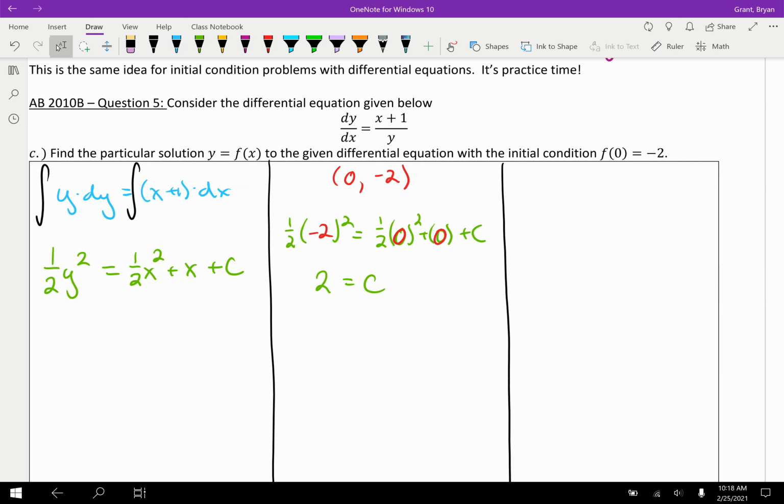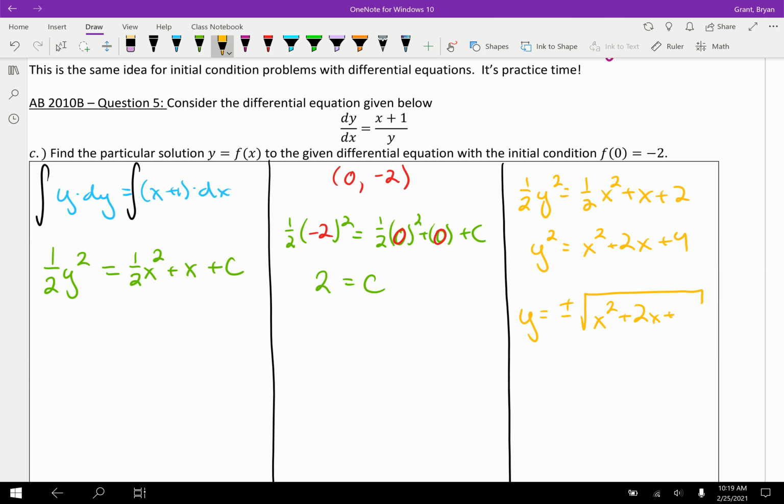Crushing it so far. So our last part, we have 1/2 y squared equals 1/2 x squared plus x plus 2. We need to isolate y. I'd get rid of the 1/2, probably multiply everything by 2. That's going to give us 2x plus 4, and then take the square root. Don't forget, when you introduce the square root, you need the plus minus. Or do you? Because if you leave your answer like this on the AP exam, you will not get the final point because you did not meet their requirements.